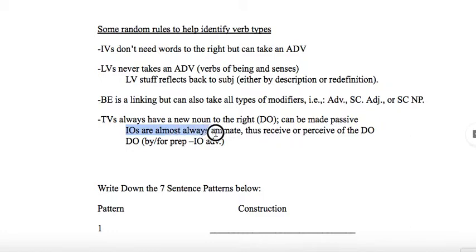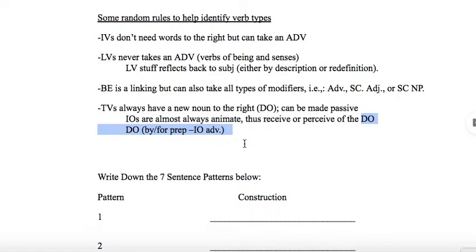Just another clue that Cohn talks about, that indirect objects, which would be those second set of nouns or adjectives that are modifying the direct object, indirect objects are almost always animate. They're almost always a person. They receive or perceive the direct object. So that's a good way to think about that.